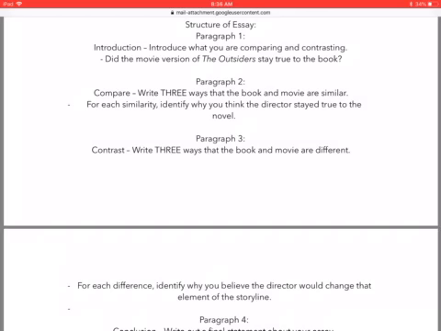Alright, so the structure of the essay, paragraph 1. Introduce what you are comparing and contrasting. This is your introduction paragraph. Did the movie version of The Outsiders stay true to the book? Again, you're answering that question in a statement. That's your thesis, and that's what you will be explaining throughout your 2 body paragraphs.